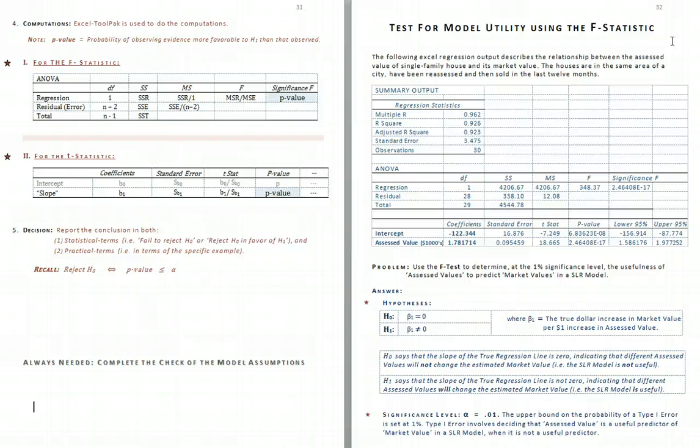The question is, can the independent variable assessed value be used to predict the dependent variable market value? You should work through these 2 examples.